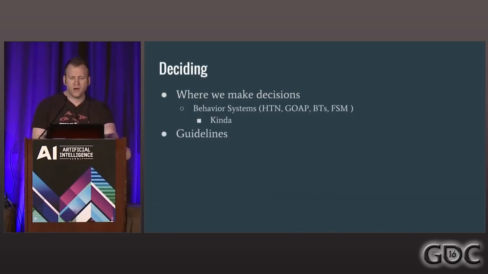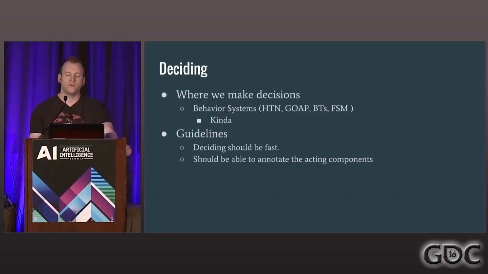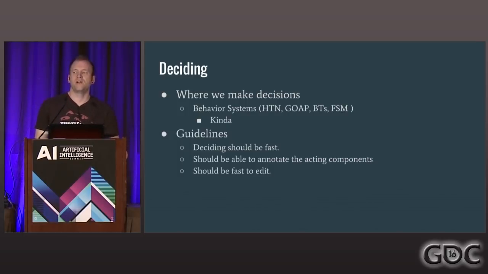Some guidelines to keep in mind when you're building your deciding logic. Deciding should be fast. That's hard to argue, but if you want to be able to react to changes in world state as soon as possible, try to keep all the heavy lifting outside of your decision system. Deciding should also allow us to define the conditions required to execute operations and the effects of succeeding at those operations. It also should be fast to edit, and I don't mean you need an editor, right? You just need some clear way of defining your structures and your deciding logic.